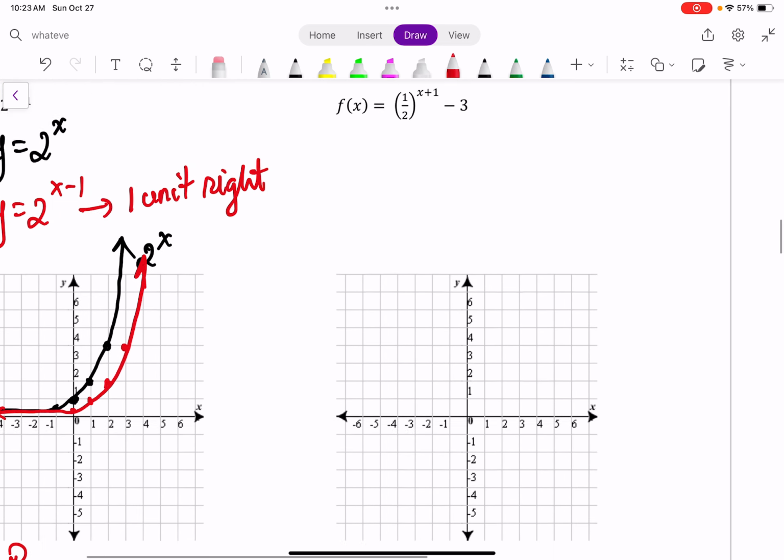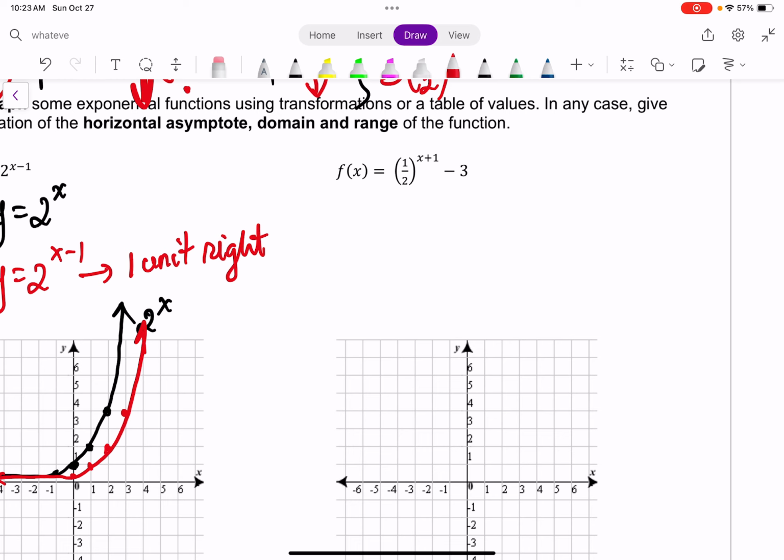All right, here's one that has a couple transformations. So I'm going to first start with 1/2 to the power of x. And again, 1/2 to the power of 0 is 1. 1/2 to the power of 1 is a half. 1/2 squared is a quarter. 1/2 to the negative 1 is 2. 1/2 to the negative 2 is 4. So just as I graphed this one on the previous pages for you, it's a decreasing exponential decay function.